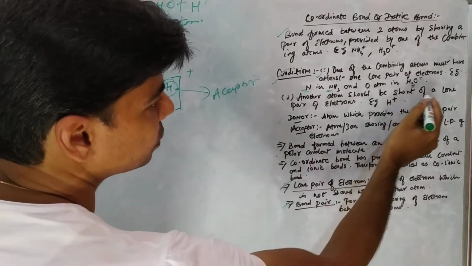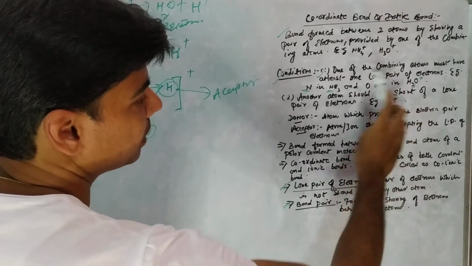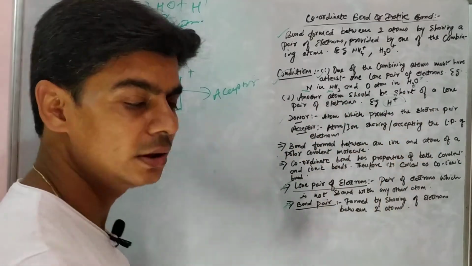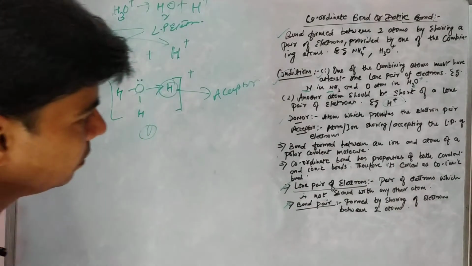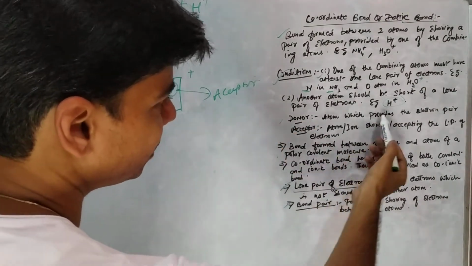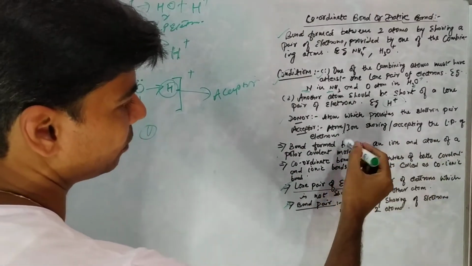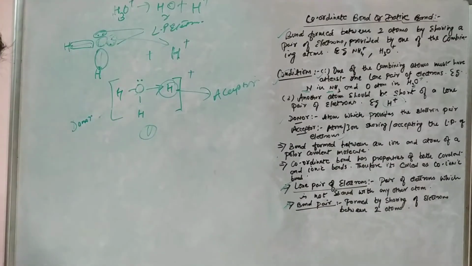Another atom should be short of a lone pair of electrons like hydrogen. One of the atoms must have at least one lone pair of electrons like nitrogen in ammonia and oxygen in water molecule. We have already understood this. So donor is the atom which provides the electron pair, and acceptor atoms accept the lone pair of electrons, like hydrogen in both the cases, right?